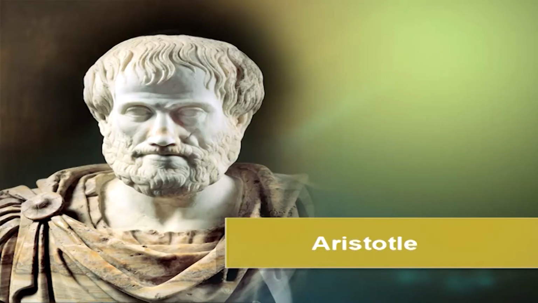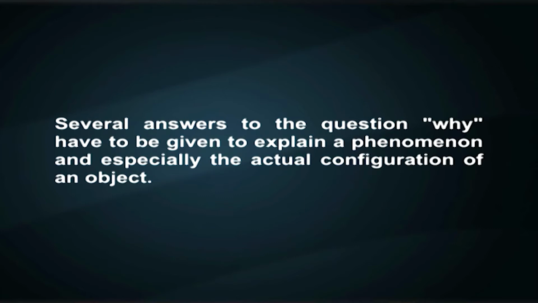For Aristotle, several answers to the question why have to be given to explain a phenomenon, and especially the actual configuration of an object. For example, if asking why a table is such and such, a complete explanation taking into account the four causes would sound like this. This table is solid and brown because it is made of wood, matter. It does not collapse because it has four legs of equal length, form. It is as such because a carpenter made it starting from a tree, agent. It has these dimensions because it is to be used by men and women, end.